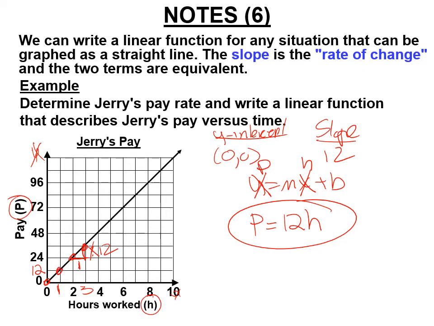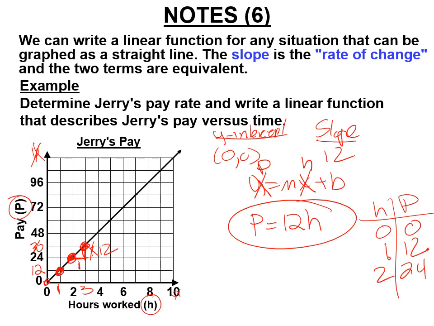In 1 hour, he makes $12. In 2 hours, he makes 24. In 3 hours, he makes 36, right? Yeah, in the last lesson, you were filling in t-tables like this. He works no hours, he makes 0. Works 1 hour, he makes 12. 2 hours, he makes 24. 3 hours, right? What equation made that table? The pay is 12 times the number of hours. In fact, I think you graphed this exact one in the last lesson.